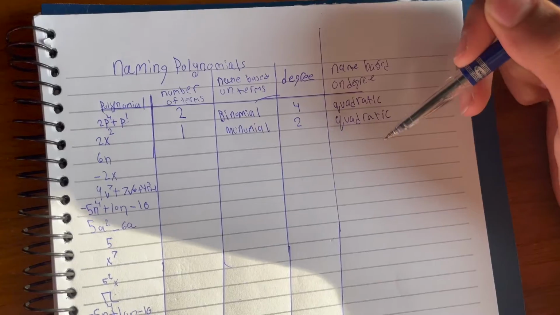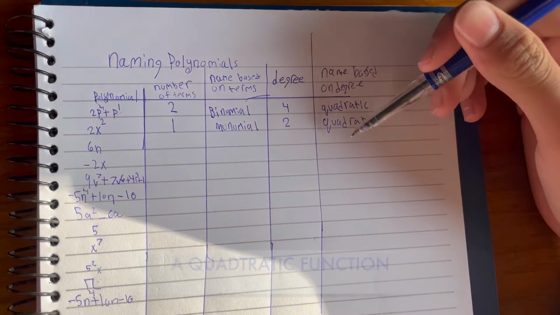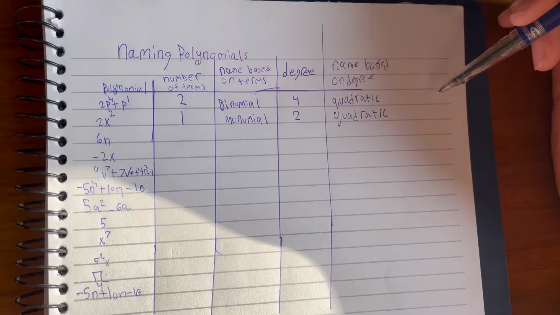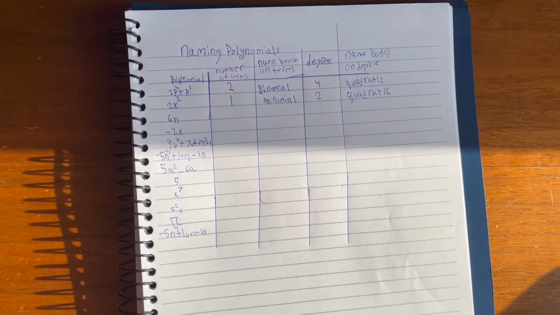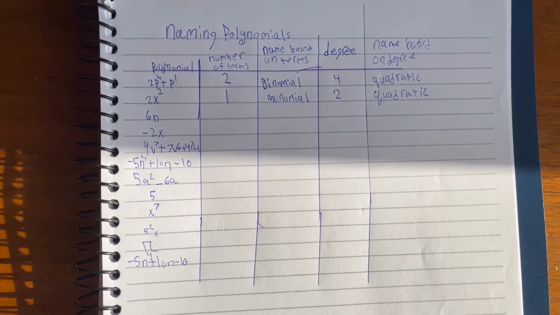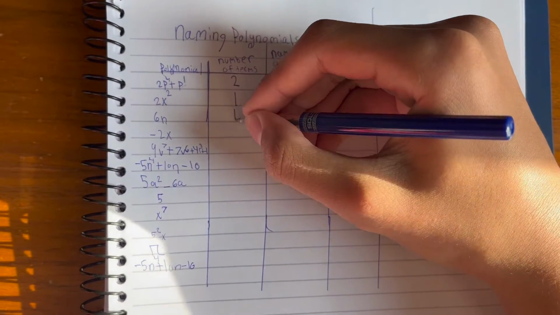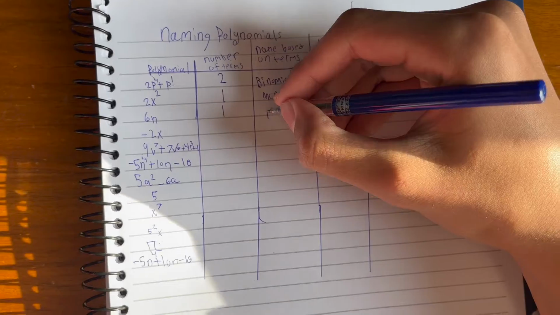And what does a quadratic mean? A quadratic is a quadratic function, which is an even number. So any degree that's an even number is a quadratic. Now let's dive into the next example. The next example is 6n. 6n, as we can obviously see, is only one term, and we know that one term is a monomial.